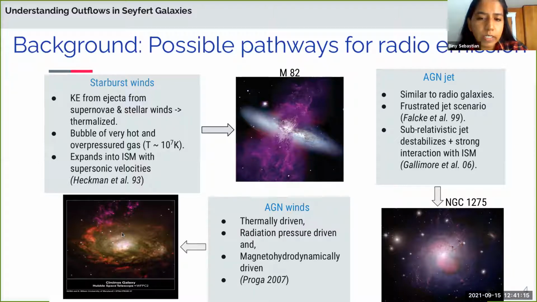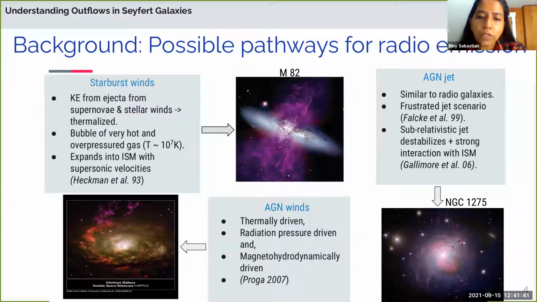Another possibility is AGN winds. There are several mechanisms that can give rise to an AGN wind, for example, radiation pressure driven, thermally driven, and magnetohydrodynamically driven. And the last possibility is that a jet itself is responsible for the radio emission, which is similar to radio galaxies. So in the case of jets, the radio emission comes from the central engine itself.